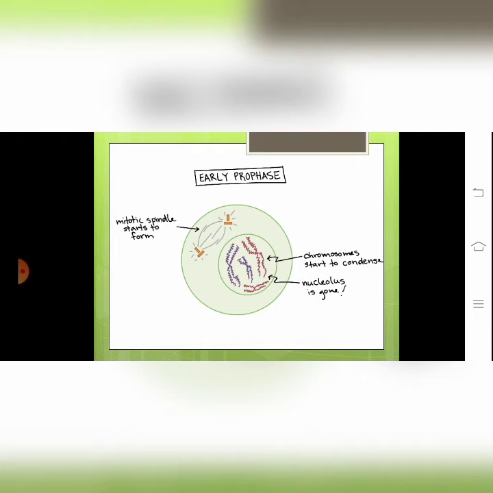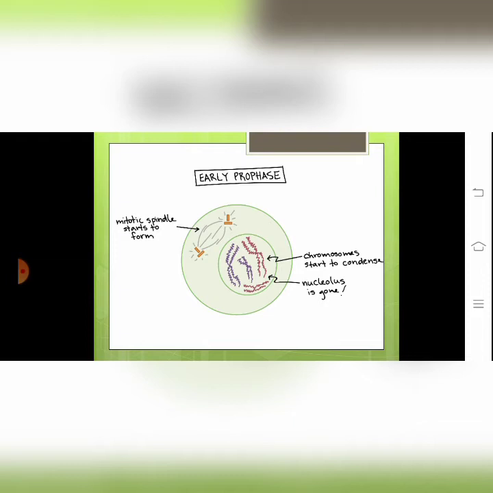So the first division is prophase. There are so many changes that take place in prophase. That is why we divide it into early prophase and late prophase. Now let us see what happens in early prophase.